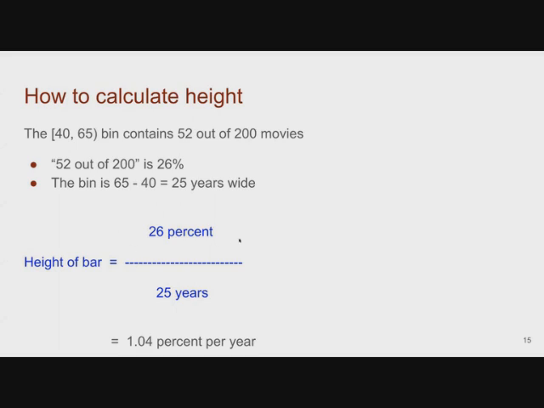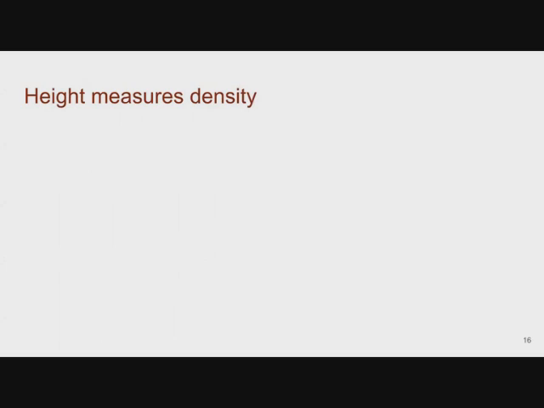So we're going to take the 26%, which is the area that we want to represent, and then we take the width of the bin itself. We take 26 divided by 25, and that gives us the height, which represents 1.04% per year, okay? And then if you multiply the height by the number of years, 25, that gives us our 26%, our area for that bin.